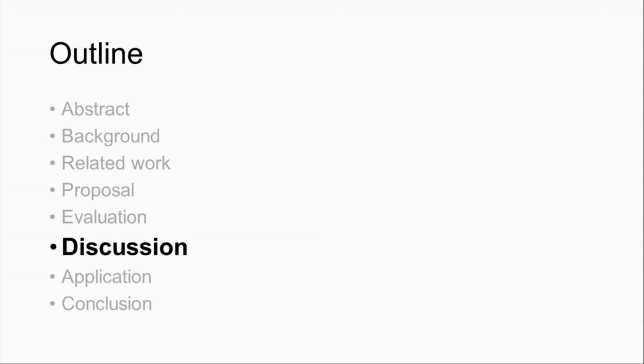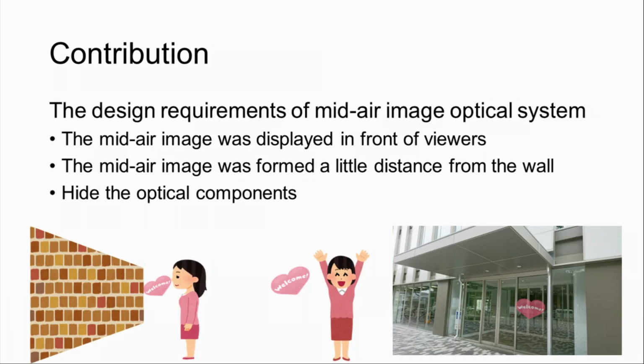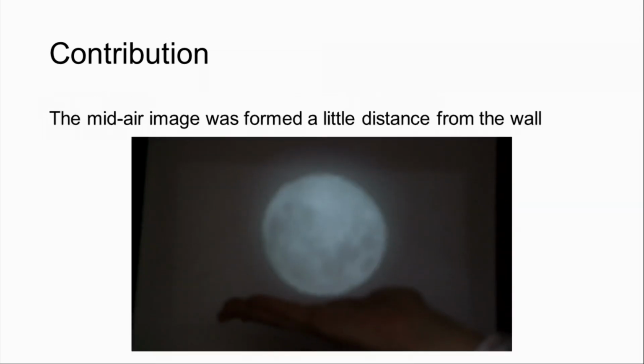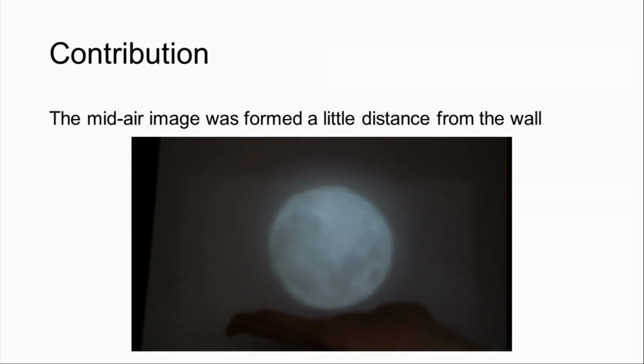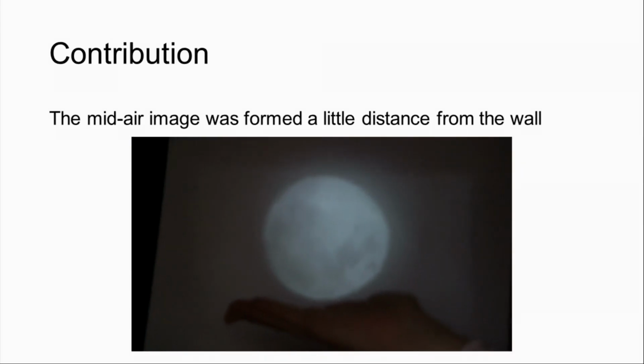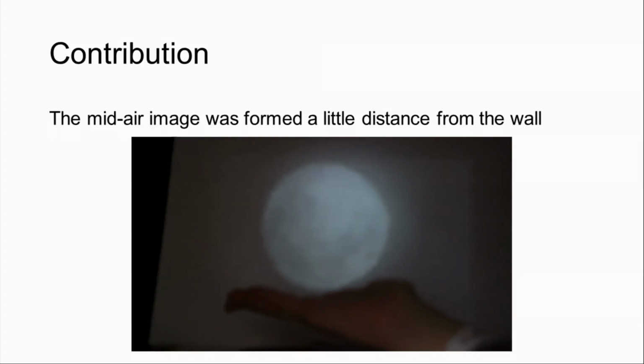Next is the discussion. We realized the device that satisfies the 3 conditions described in the design policy. First, the mid-air image was displayed in front of viewers. Second, the mid-air image was formed a little distance from the wall. This movie shows the mid-air moon and a real hand.